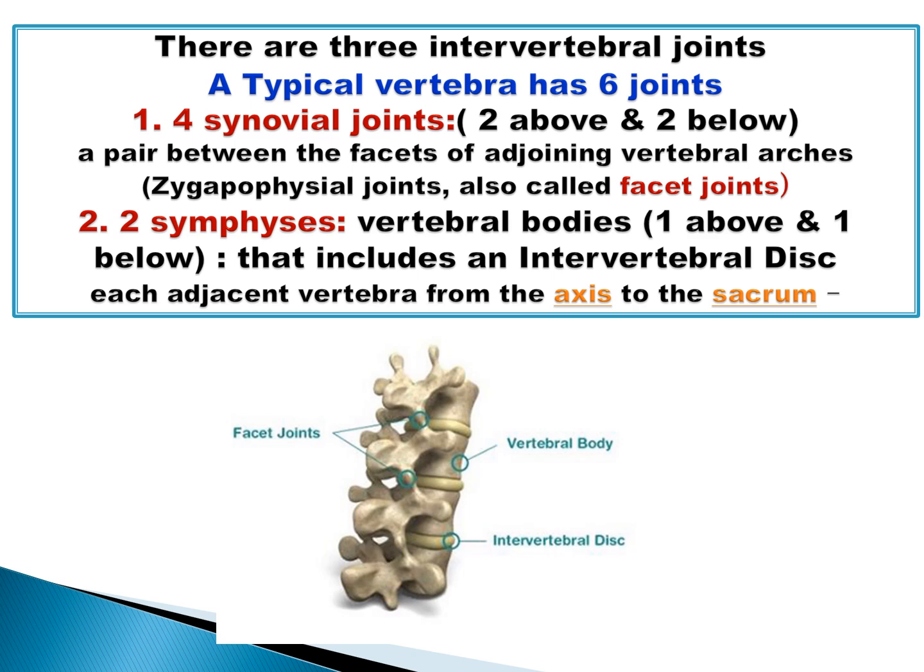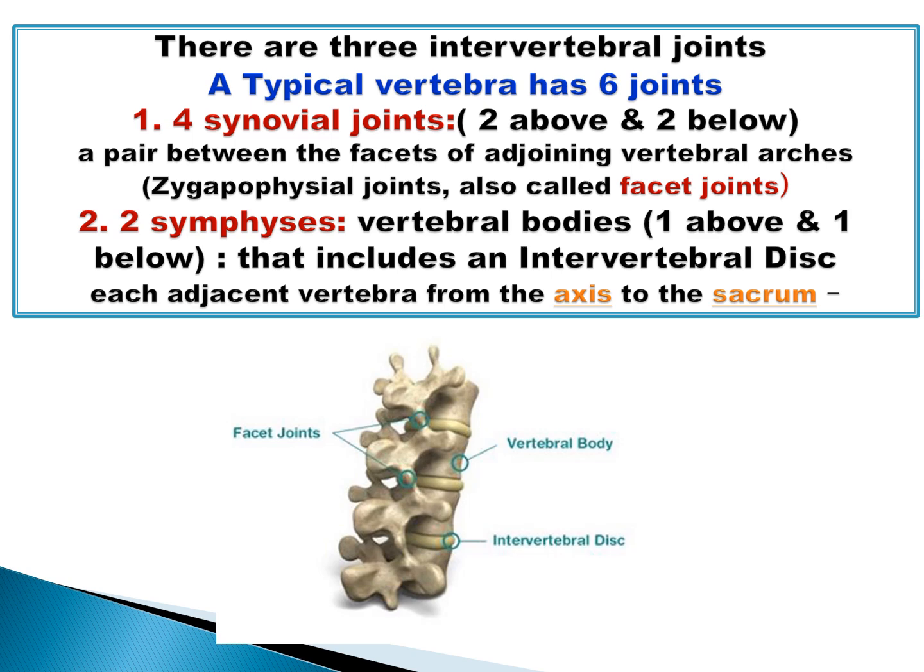1. 4 synovial joints, 2 above and 2 below, a pair between the facets of adjoining vertebral arches. These are zygapophyseal joints or facet joints between the superior articular facets and inferior articular facets.